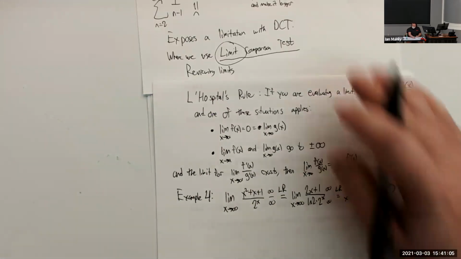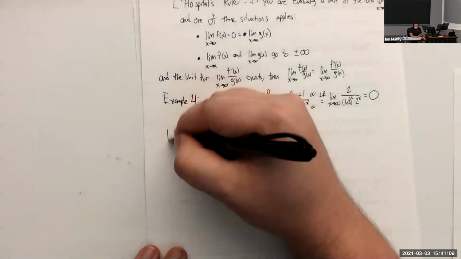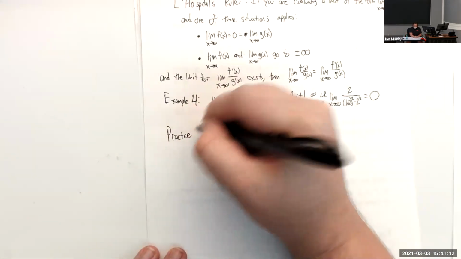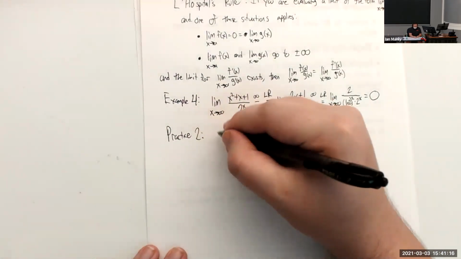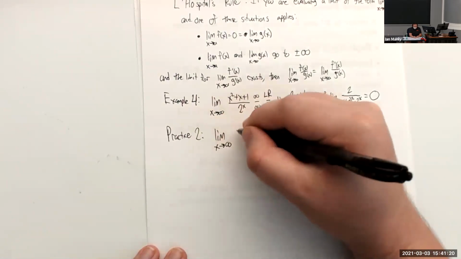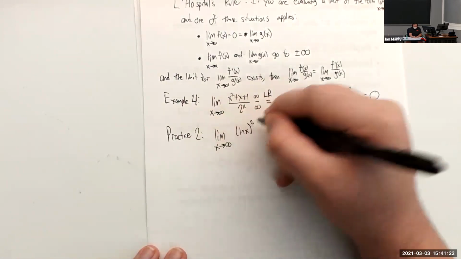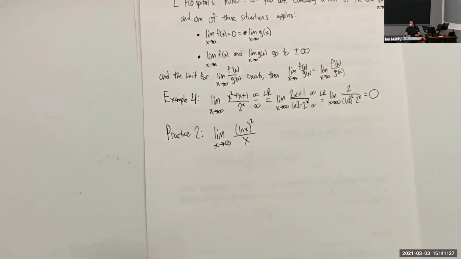All right, so I want you guys to practice this now. And then I want to answer a question that I saw in the chat. So practice 2. Now I want you guys to do the limit as x goes to infinity of ln of x quantity squared divided by x. Why don't you guys take a little bit and do that?